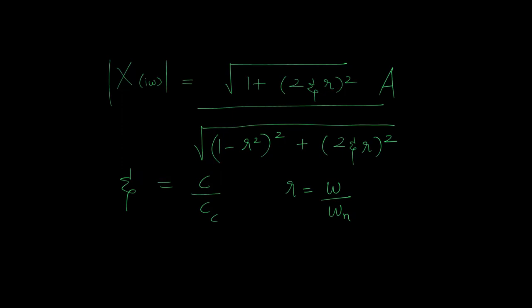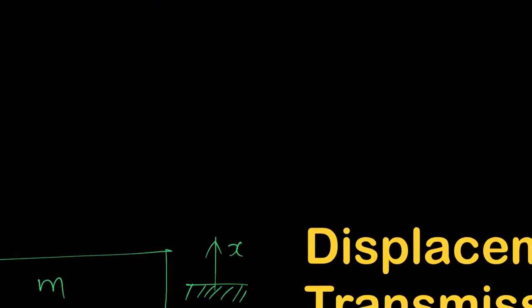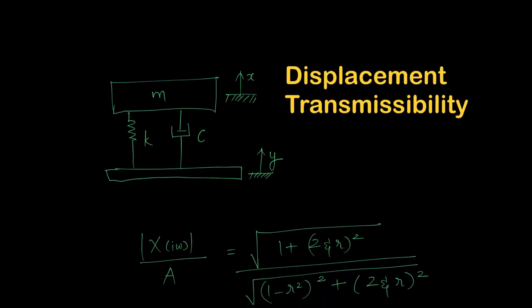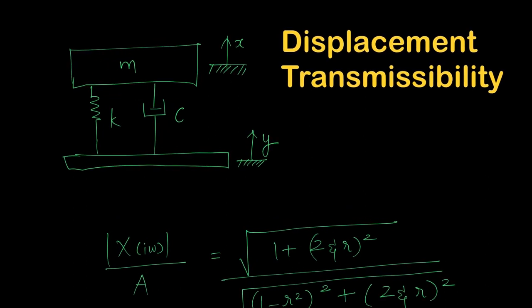If you observe this particular equation very keenly, you can see that if I take the ratio X of i omega by A, then that tells you whether the excitation is getting magnified or is it getting reduced. So with that kind of logic, we define displacement transmissibility like this.